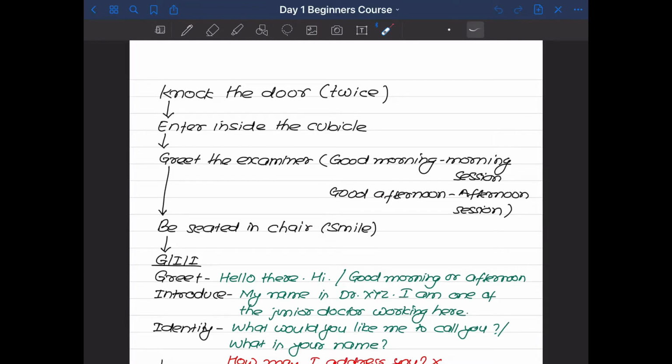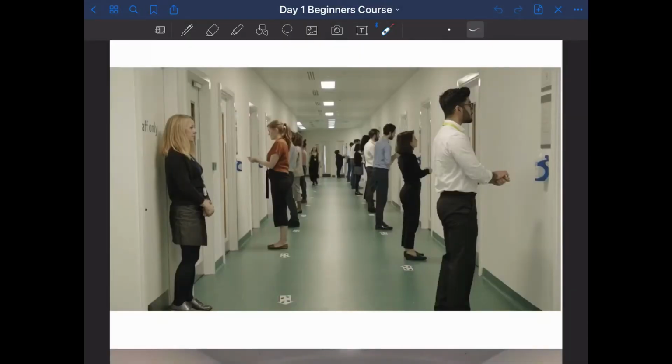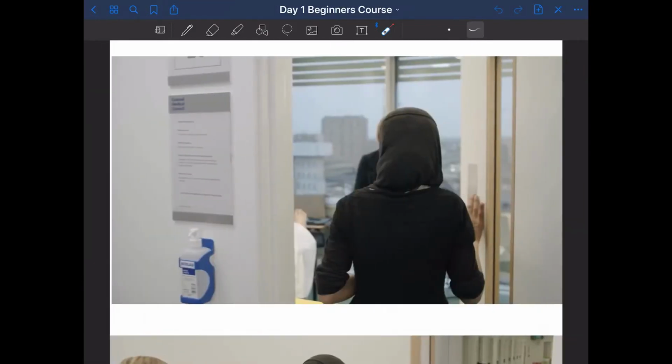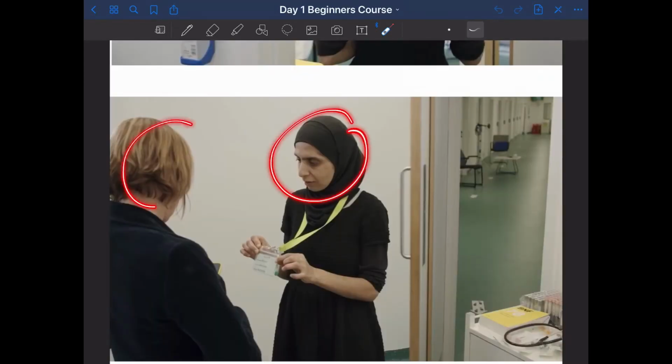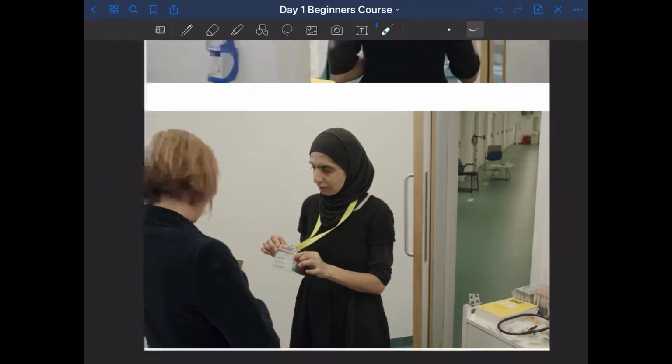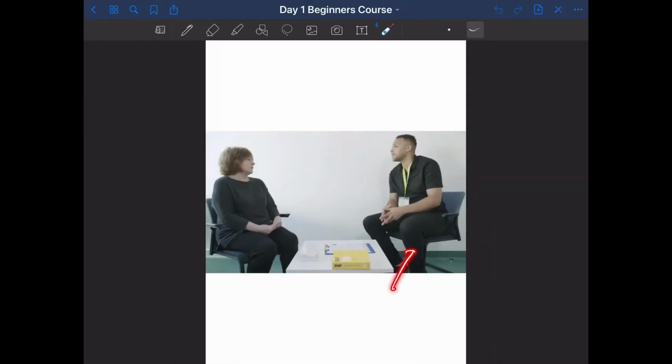Now let me show you what that means. Once your 90 seconds of reading the task is done, you will hear a bell that asks you to enter inside the room. As you are entering, you knock the door twice. You enter inside, wearing your identification tag, and say good morning or good afternoon to the examiner. Then you be seated on this chair with a smile. That's something you have to do before you start your clinical consultation properly.